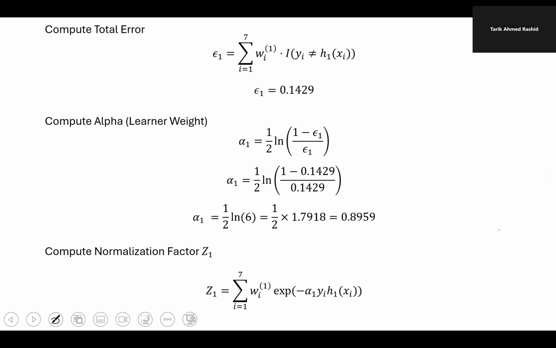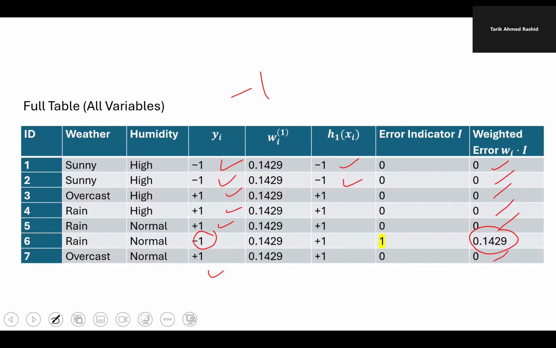We try to compute eta 1 with this formula. We see the indicator if y, the output, does not equal the weak classifier. So we check all the weights. In this case, we have only ID6, which is not equal. For ID6, you see hx is plus and y is minus, so they are not equal. The rest are equal. It's fine.